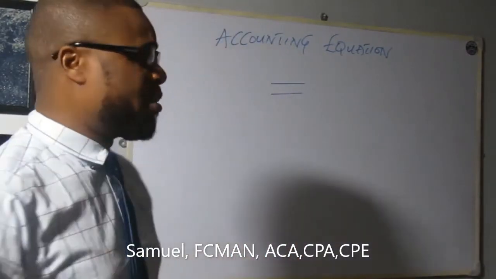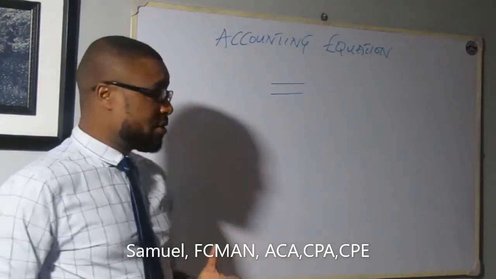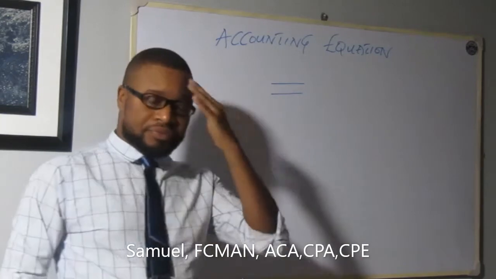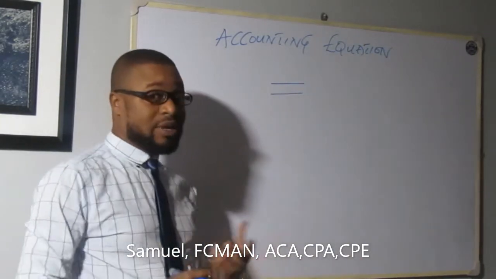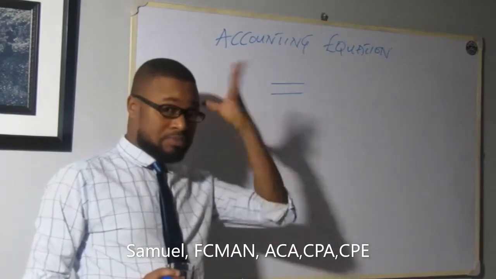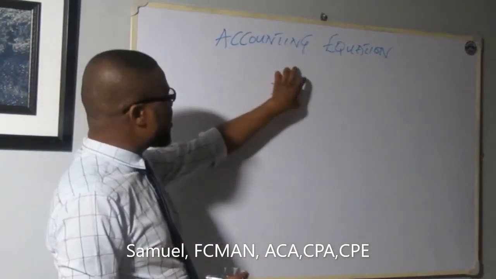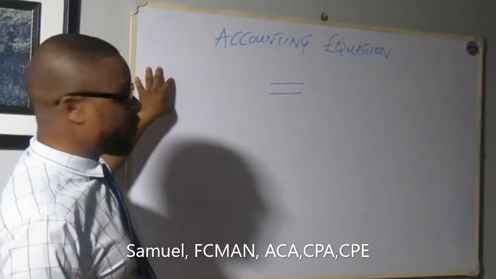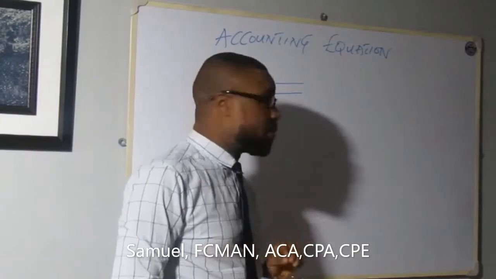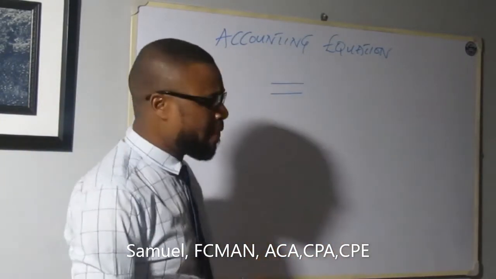I'm starting this way because I hate to cram. I don't cram anything, and I don't want students or people to cram wherever they're learning. Because anything you cram, give it 1 month, it's going to be off your head. So the equation sign implies that what you have on the left side must always be equal to what you have on the right hand side. The two of them must always be equal.